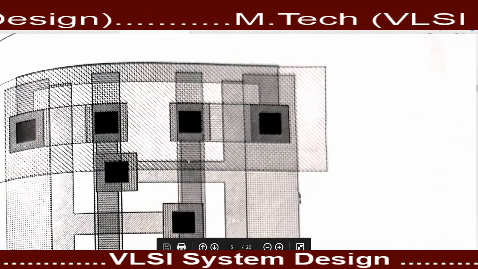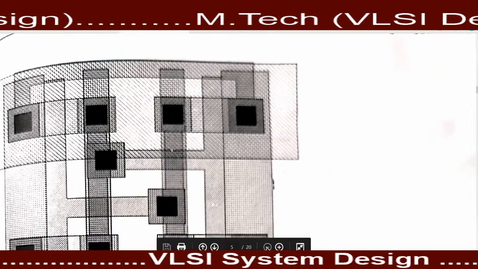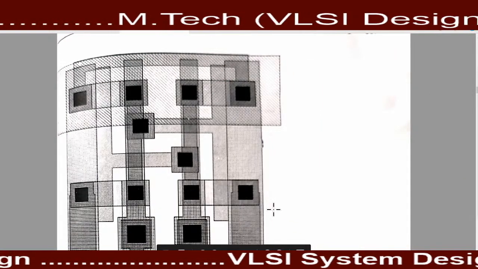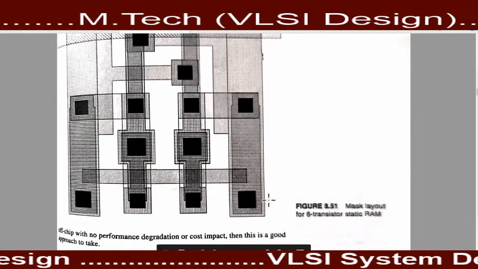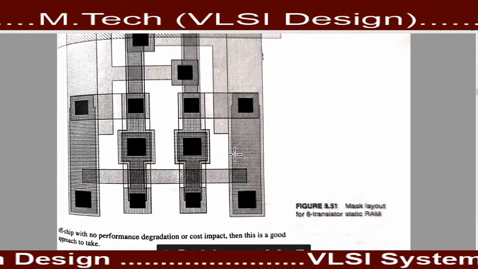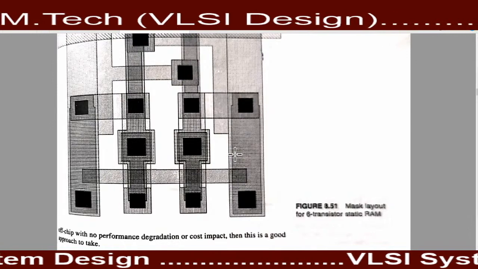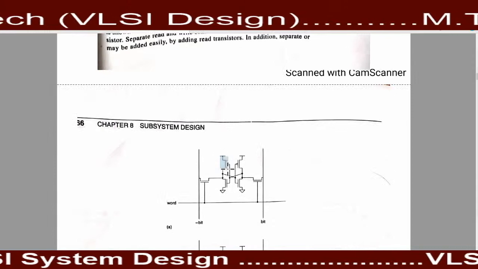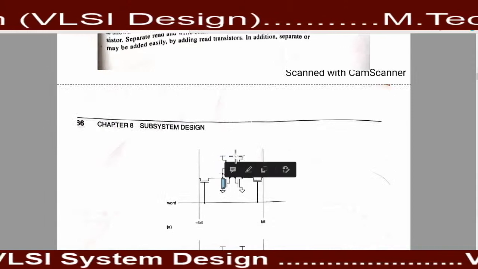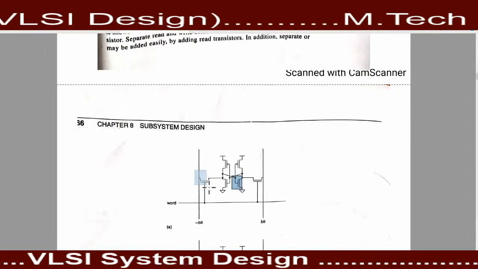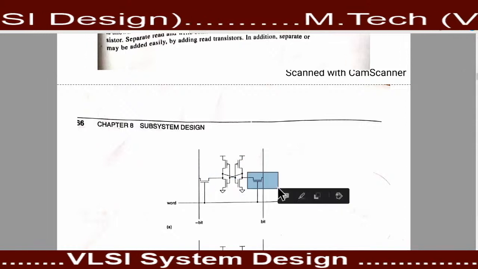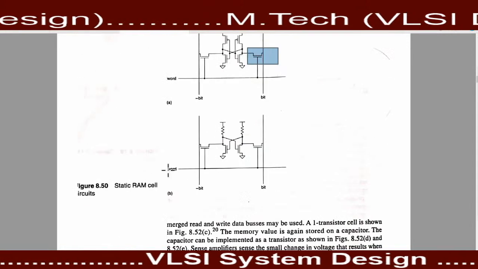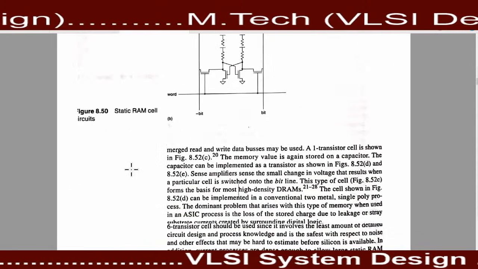This one is the layout of your six transistor static RAM. How six transistor? One transistor, two transistor, three transistor, four transistor, fifth transistor, and this one is the sixth transistor. That's why this type of memory element, this type of static RAM, is also known as 6T RAM.